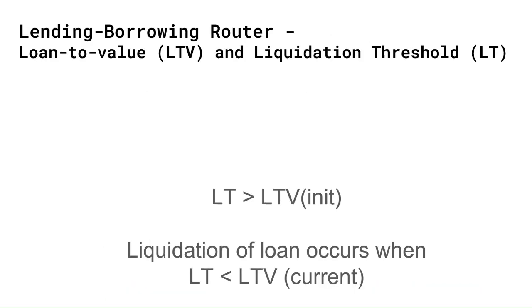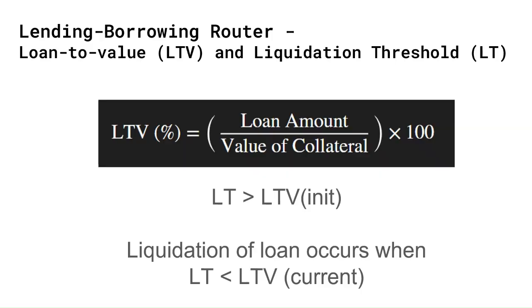So here are two important formulae. LTV is the loan amount to the collateral amount percentage. Liquidation threshold is some percentage which is above the initial LTV. But when the loan value becomes almost as much as the value of the collateral, that time liquidation of the loan is triggered.